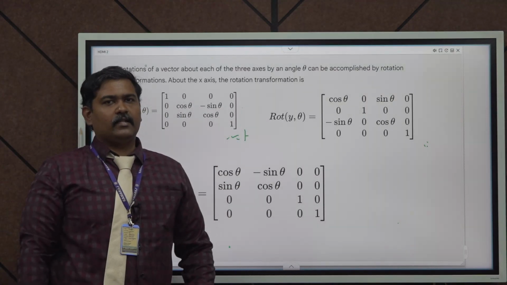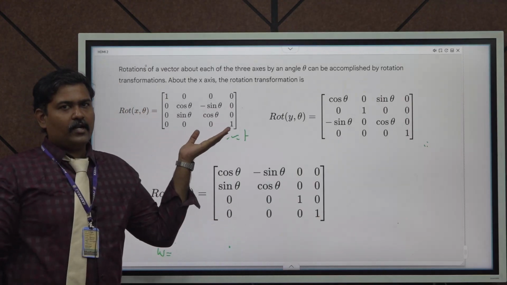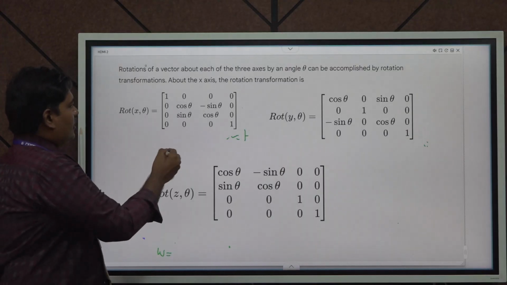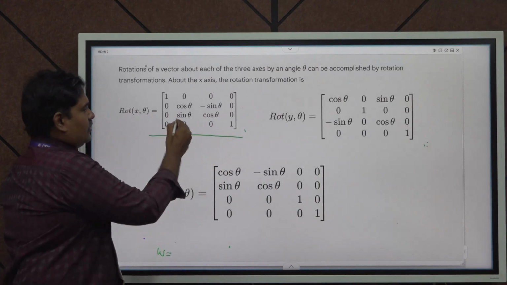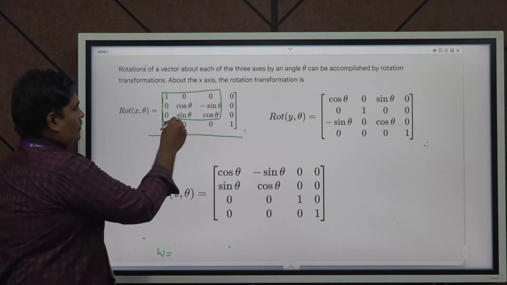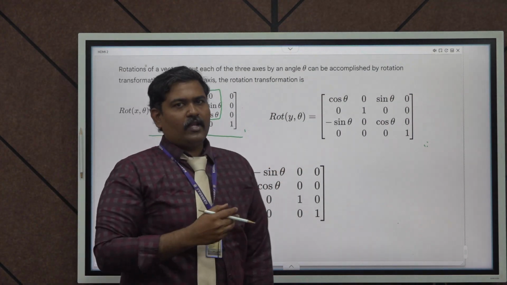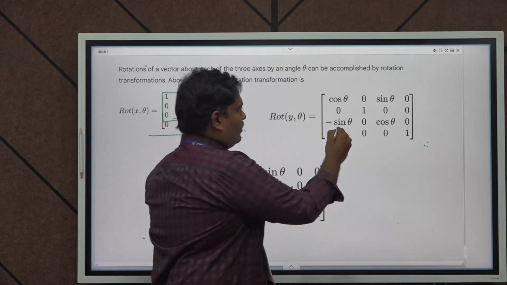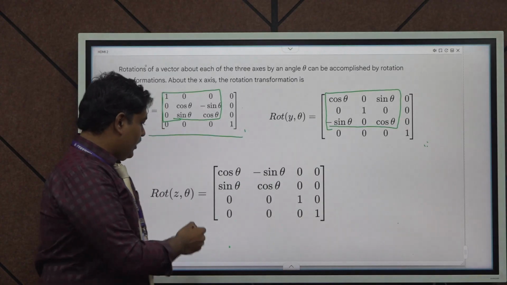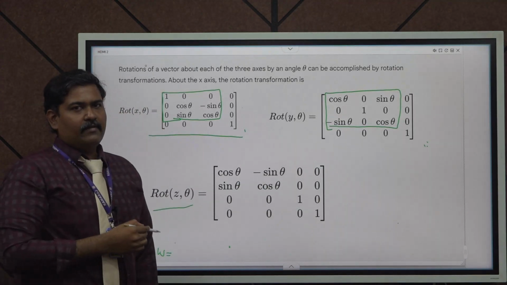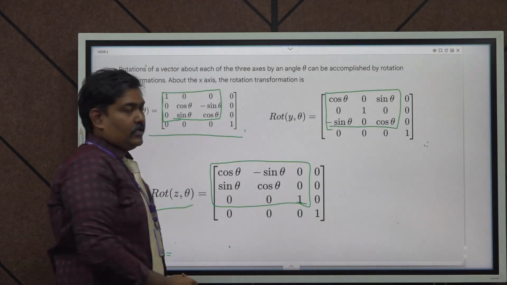Suppose, for instance, any rotation value is given, for example, if the particular vector is rotated about the x-axis by an angle theta, then the transformation can be written as these values. There is a change in the 3x3 matrix. Similarly, suppose the rotation value is given about the y-axis, then we have to add these values in the transformation matrix. Similarly, if the rotation is given about the z-axis, we have to give this particular value in the transformation matrix.